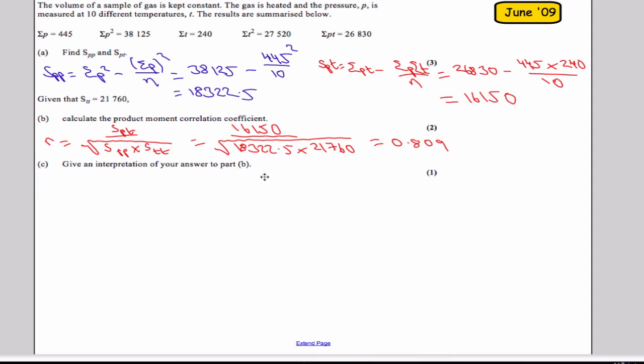Give an interpretation of your answer to part B. So as the temperature increases, the pressure increases.